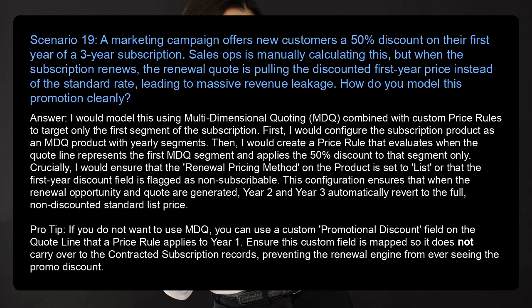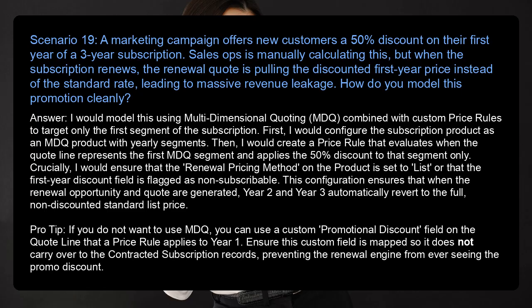Scenario 19. A marketing campaign offers new customers a 50% discount on their first year of a 3-year subscription. Sales Ops is manually calculating this, but when the subscription renews, the renewal quote is pulling the discounted first-year price instead of the standard rate, leading to massive revenue leakage. How do you model this promotion cleanly?